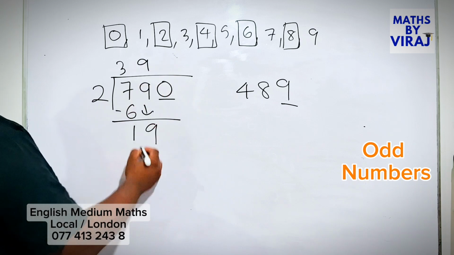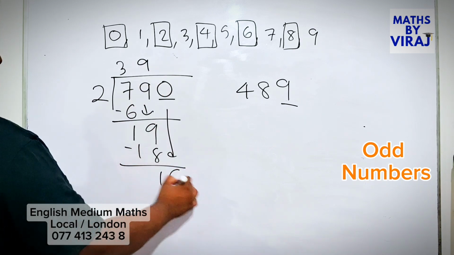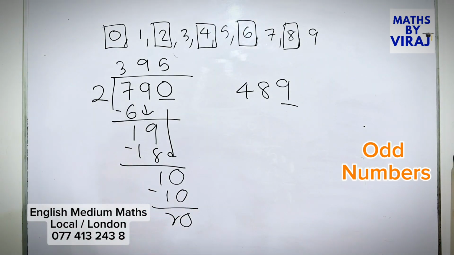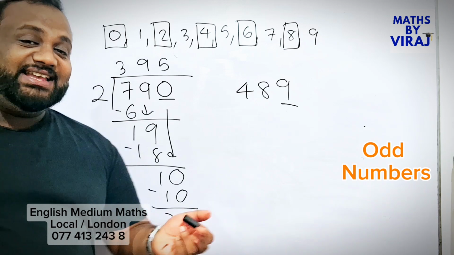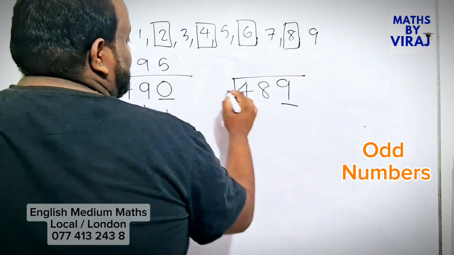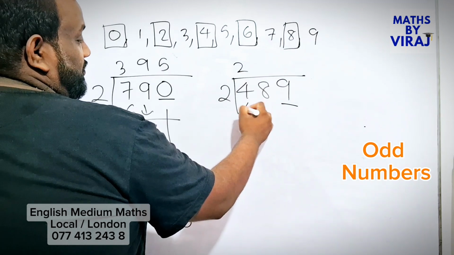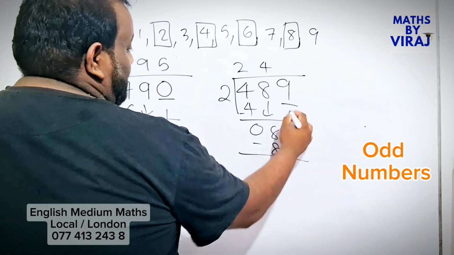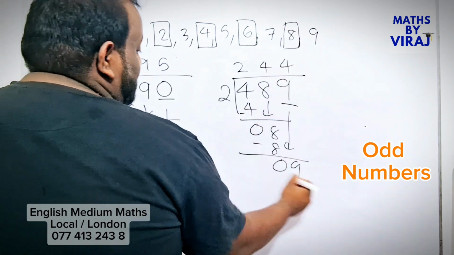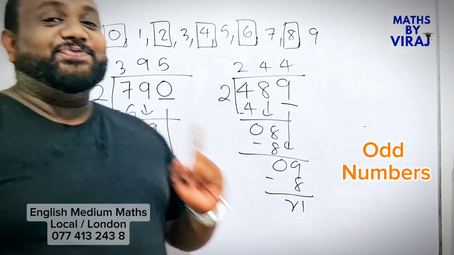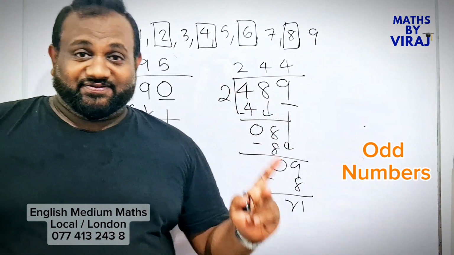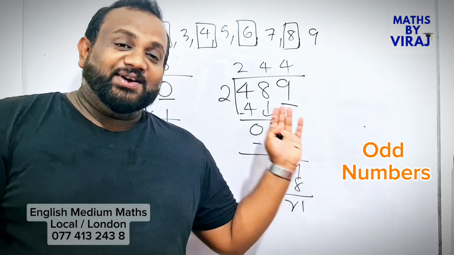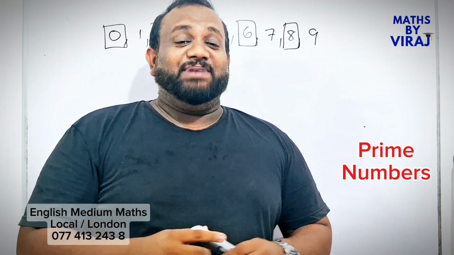2 times 9, 18. No remainder. When there is no remainder when divided by 2, it is an even number. Let's look at this. Divide by 2. 0, bring down 8, 0, bring down 9. Look at that, there is a remainder of 1 when divided by 2. If there is a remainder, it is an odd number. This is an odd number, children.